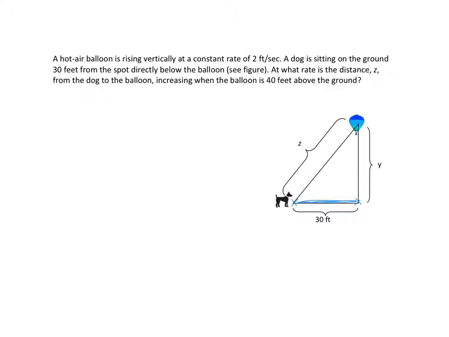So let's go ahead and start by writing down the three essential things that we need to solve a related rates problem. The first thing is to write down what we're given. And in this case, we're given the rate at which the hot air balloon is rising. That's called dy/dt. And dy/dt is 2 feet per second.